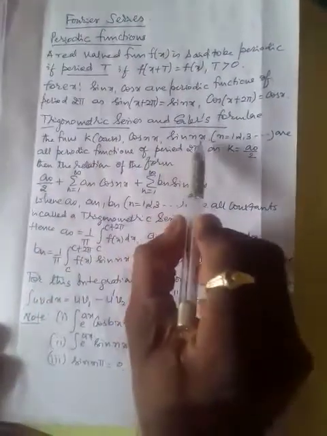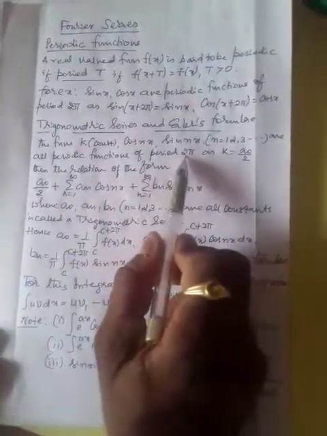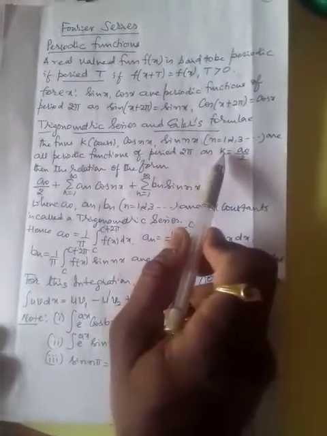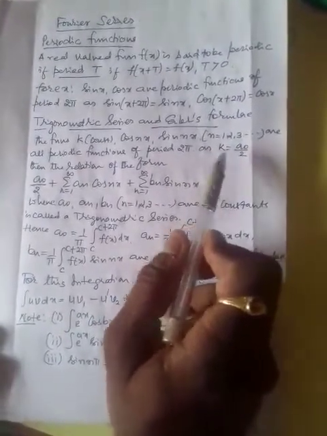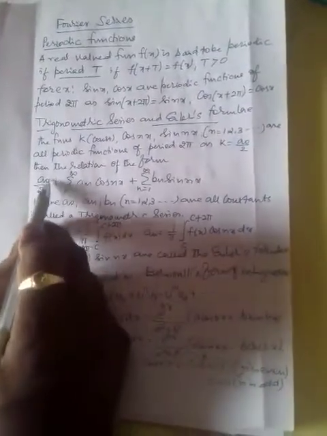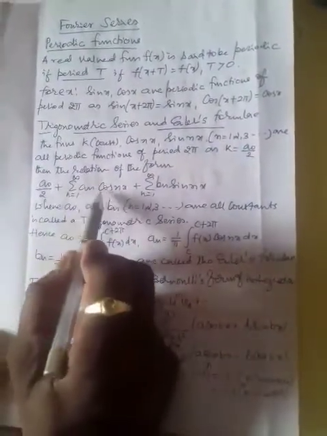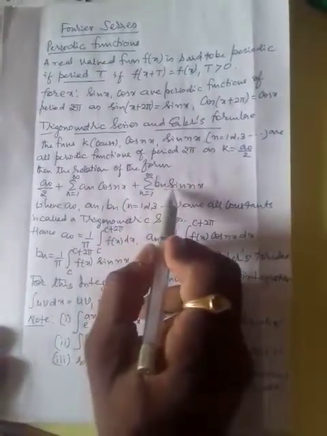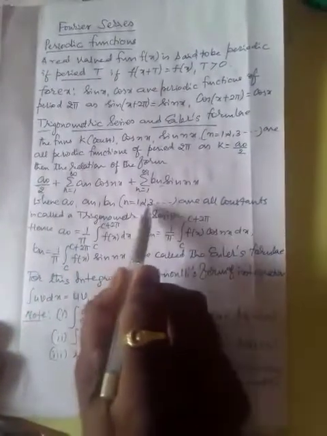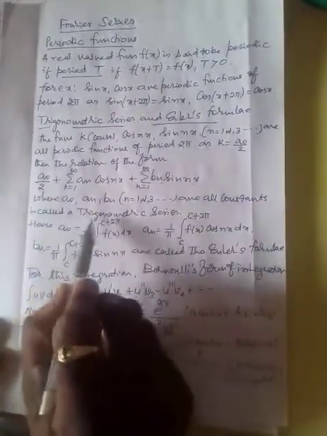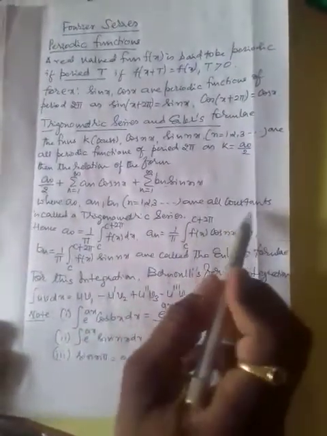Now we shall go to the trigonometric series and Euler's formula. The functions constant k, cos nx and sin nx, where n equals 1, 2, 3 and so on up to infinity, are all periodic functions of period 2 pi. If we consider the constant k equal to a naught by 2, then the relation of the form a naught by 2 plus summation n equals 1 to infinity a n cos nx plus summation n equals 1 to infinity b n sin nx, where a naught, a n and b n are all constants, is called a trigonometric series.